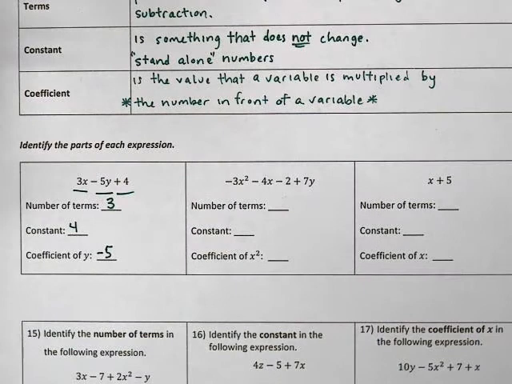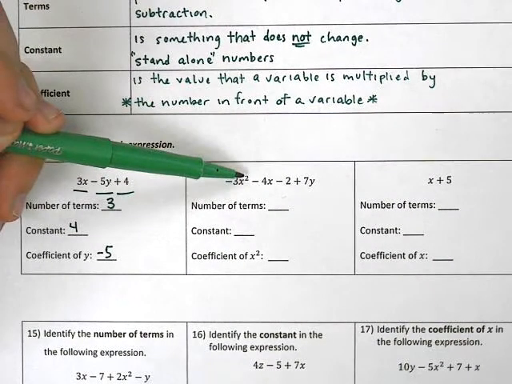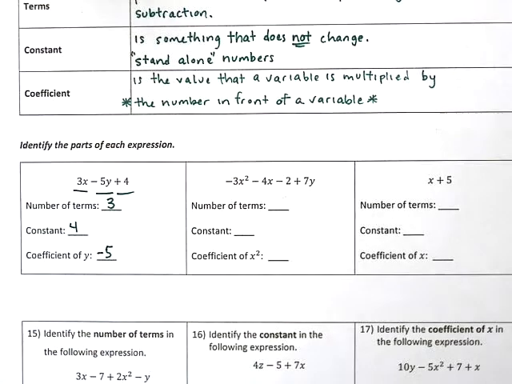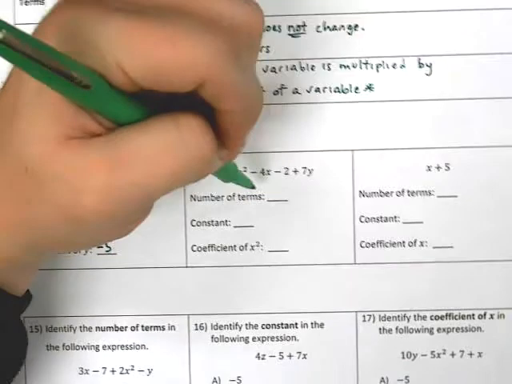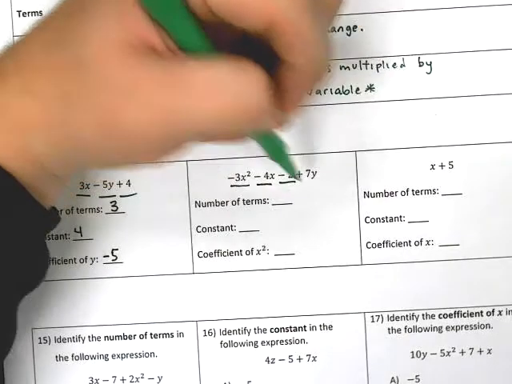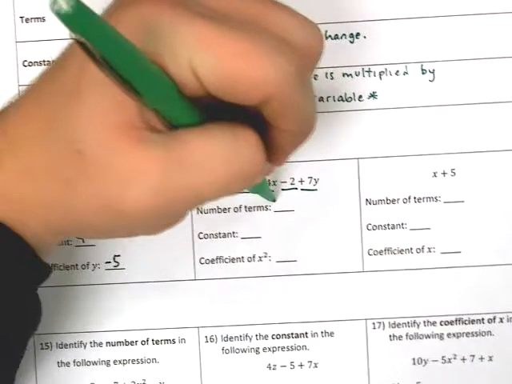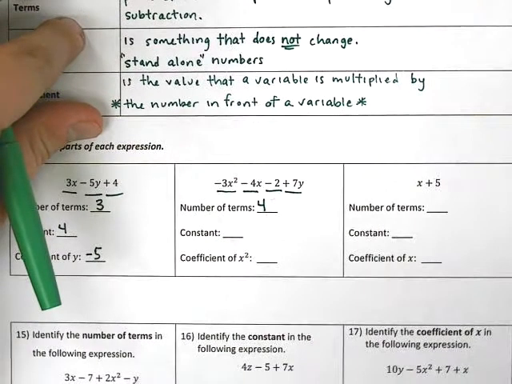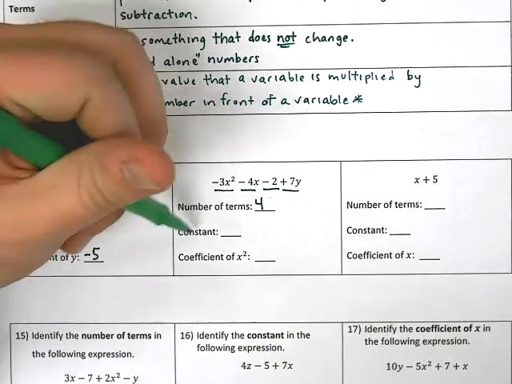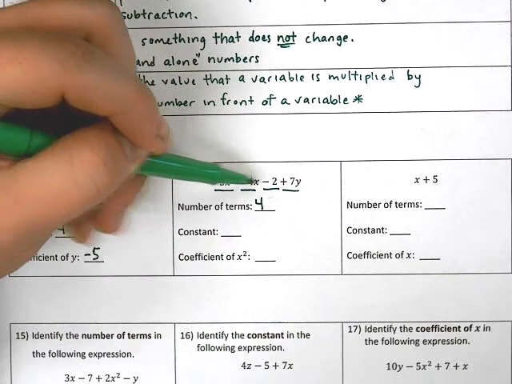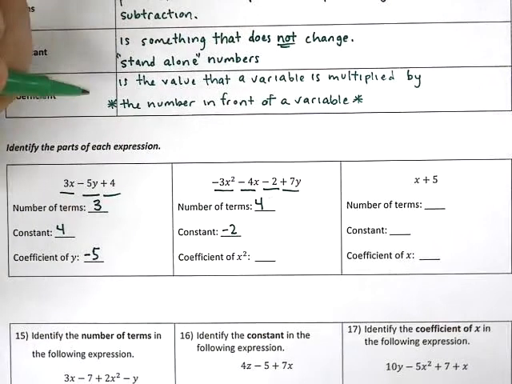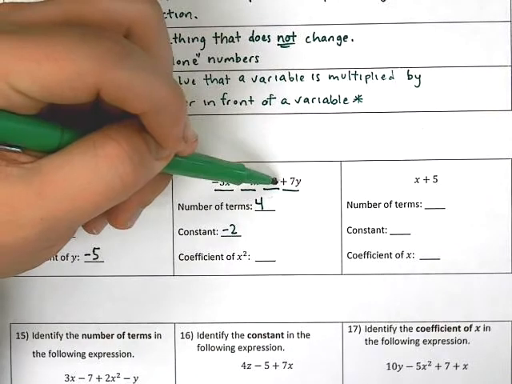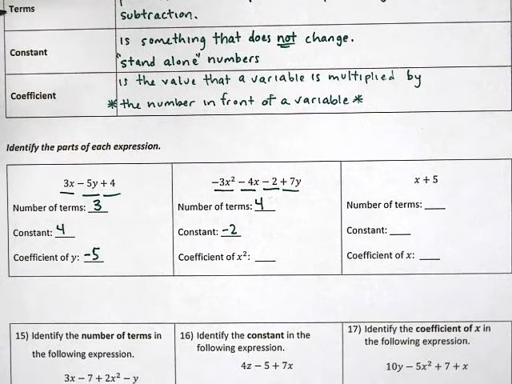So when we take a look at the next one, well, I have negative 3x squared minus 4x minus 2 plus 7y. So I have 1 part, 2 parts, 3 parts, 4 parts. I have 4 parts, or 4 terms. Is there a constant? Not here. Not here. Oh, yep. Here we go. We have a negative 2 or a minus 2. That's a constant. And again, why is it a constant? Because there's nothing next to it that would allow it to change at all. It's always just going to be a minus 2 or a negative 2.